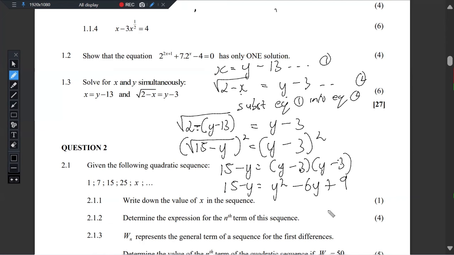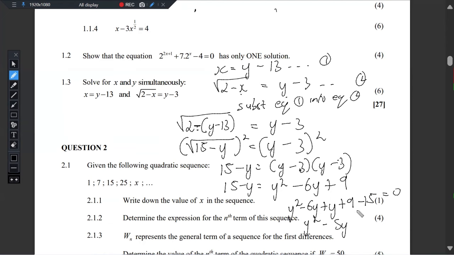Now we can see that we are getting to something like quadratic form. So this is y squared. Then we can transpose the negative y. So let me write negative 6y, and I'm transposing over to the right-hand side. Then plus y, then plus 9 minus 15, then equal to 0, right? Then this is y squared minus 5y.